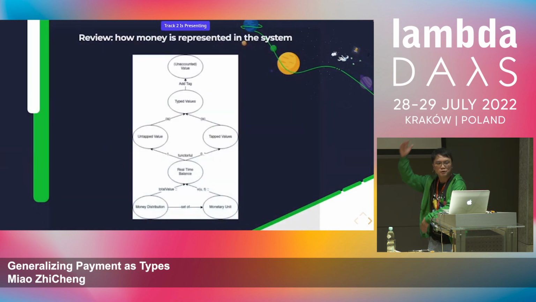All right, so let's review it. What kind of exotic concepts we have built so far. From the top we got this unaccounted value, and then next we get the typed value. On typed value, we have two types: one is tapped, untapped, and then they become a functor of a real-time balance. Then you have the money distribution, then you have the money units. Okay, I hope this at least shows that it's not that complicated.